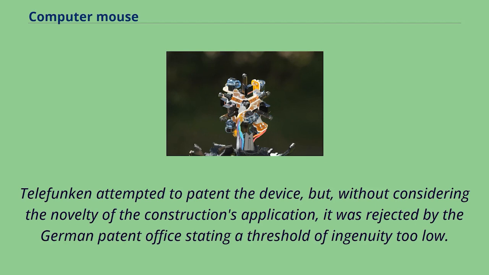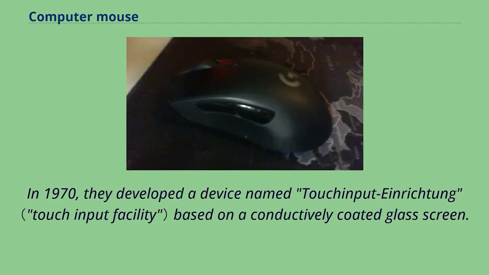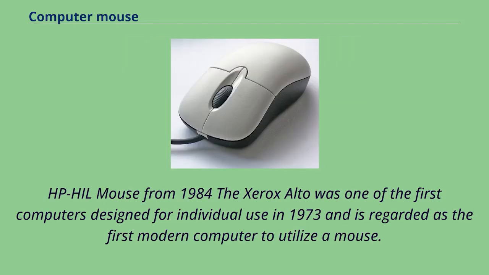Telefunken attempted to patent the device, but, without considering the novelty of the construction's application, it was rejected by the German Patent Office, stating a threshold of ingenuity too low. For the air traffic control system, the Malibran team had already developed a precursor to touch screens in form of an ultrasonic curtain-based pointing device in front of the display. In 1970, they developed a device named Touch Input Einrichtung based on a conductively coated glass screen.